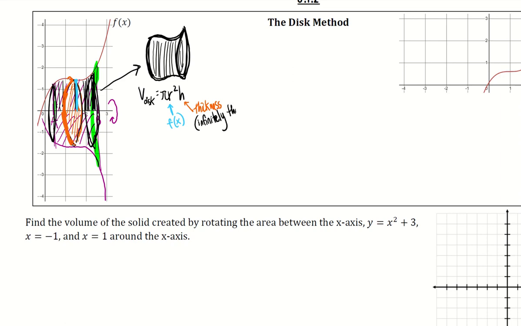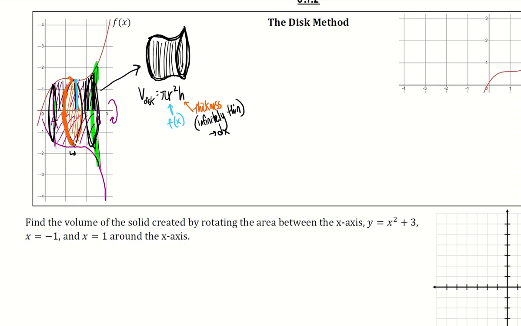Infinitely thin. And when we're talking about infinitely thin thickness, that's going to go to dx. Remember that when we added up area under the curve, that was adding up an infinite number of infinitely thin rectangles, and those rectangles had a thickness of dx. This is basically the same thing, it's just we're adding up an infinite number of discs, and the thickness is still going to be dx.